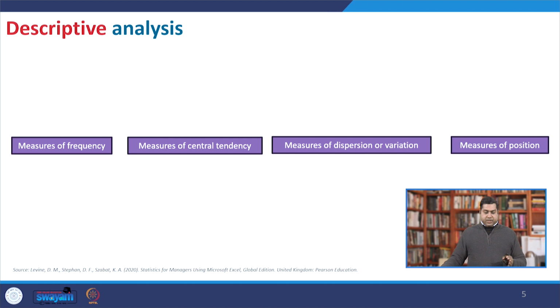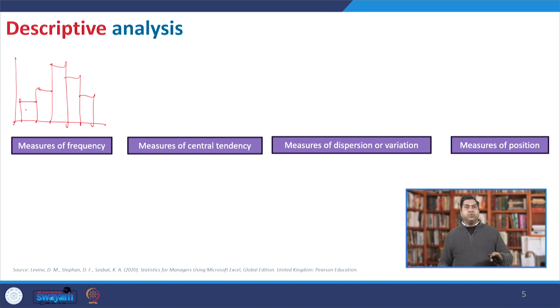Now, coming to descriptive analysis. The most predominant way of doing this analysis is, one, the measure of frequency. In this case, we can use a histogram, which we discussed in the previous lecture, where simple frequency can give you that kind of information. You will see that there is some value where the maximum number of observations are merging at that particular point.